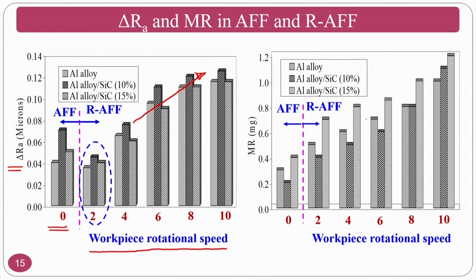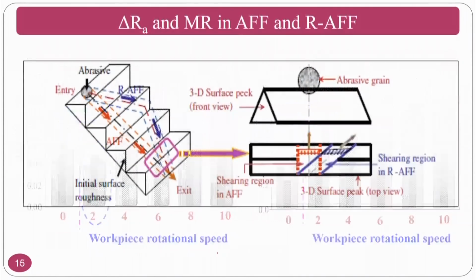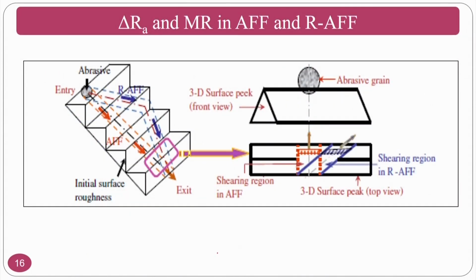In material removal, you can see the material removal is increasing gradually as the workpiece rotation increases, because tangential force and tangential velocity come into picture. Though there is very less change in surface roughness with respect to 2 rpm, the material removal is slightly increasing. Now the question is why it is increasing, and at the same time why it is not up to the mark when 2 rpm is used.